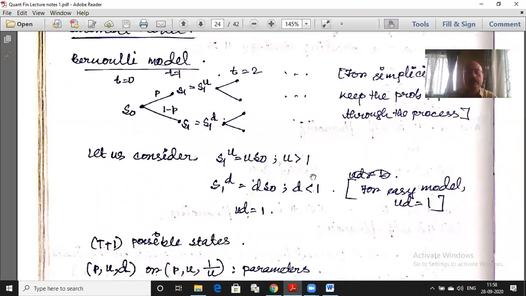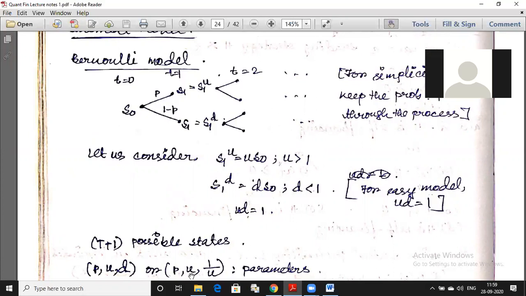So the binomial model is the most popular discrete time financial asset pricing model. Typically, we use this recombining feature. We also assume that the probability is constant throughout time, so I do not say P_t, I only say P. The same P works for all the time periods. So all I need to do is estimate my parameters P and U. It becomes a very, very simple thing to work with.